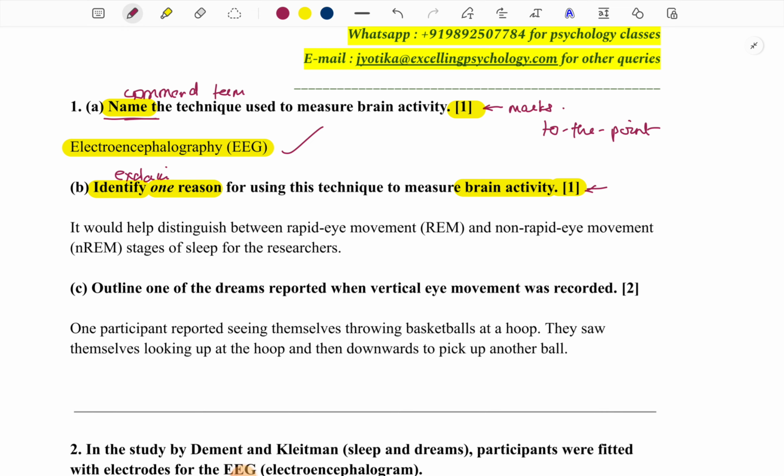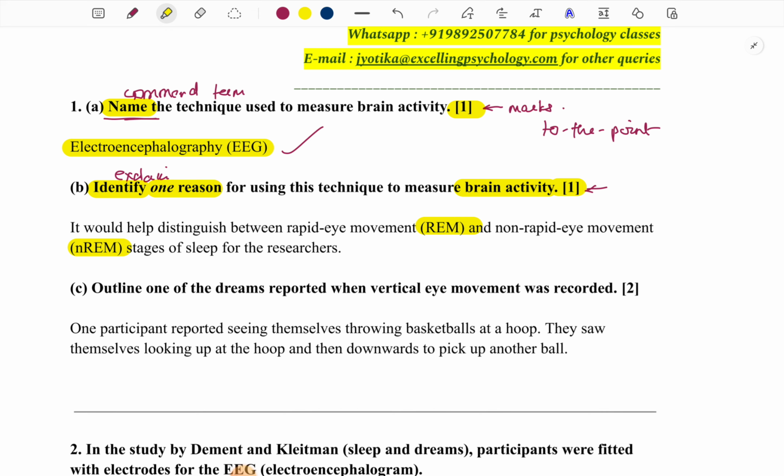Just to demonstrate how an identify question has to be answered differently from an explain question, I'll show you both sides. In identify, we just say it would help distinguish between the REM and NREM stages of sleep for the researchers. If it was an explain question for the same, I would have answered, because the researchers wanted to identify in which stage of sleep dreaming activity occurs more frequently. So that is how I would have explained it.